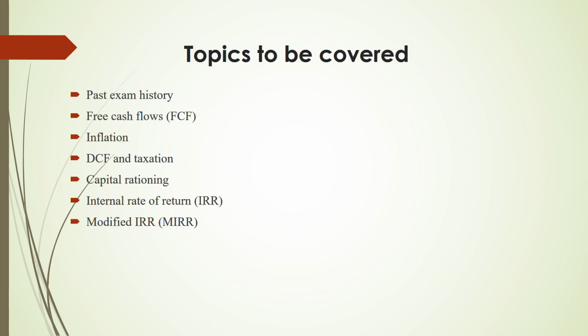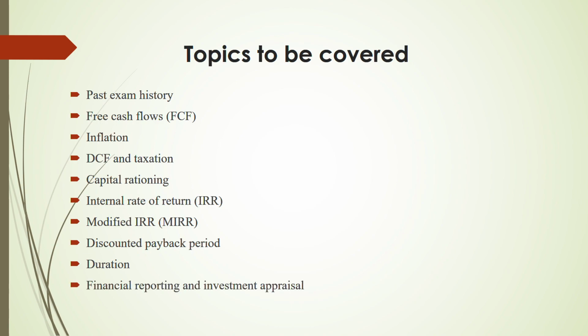Then we have another thing, modified IRR, that is known as MIRR. This is new to AFM, and you have to remember the formula. For IRR, you have to memorize the formula. For MIRR, the formula is given in your formula sheet. Then we have discounted payback period, and we have duration. And then finally, we have financial reporting and investment appraisal. So let's start with the past exam history.